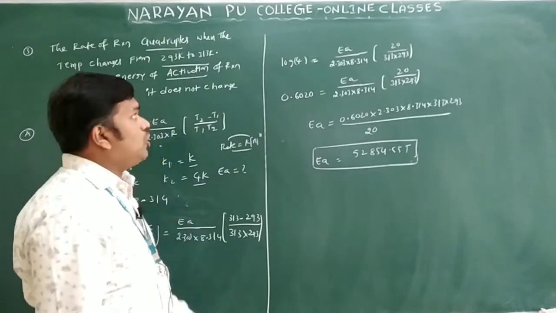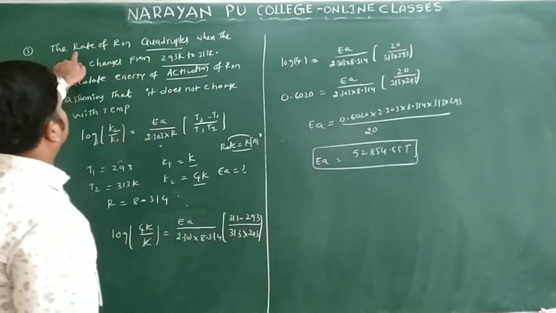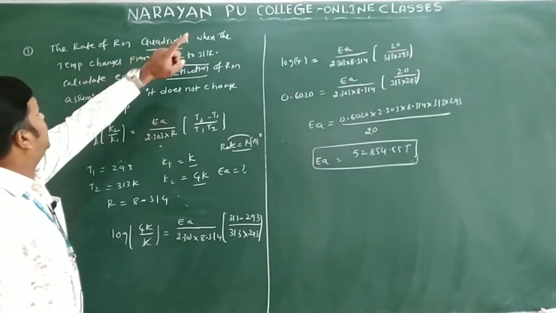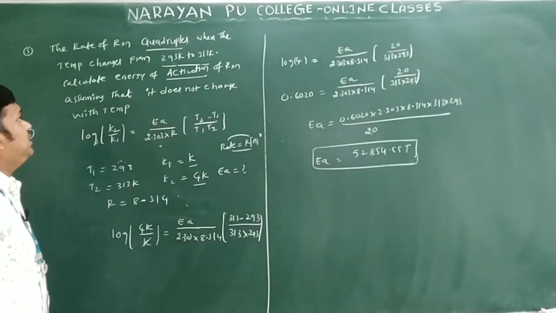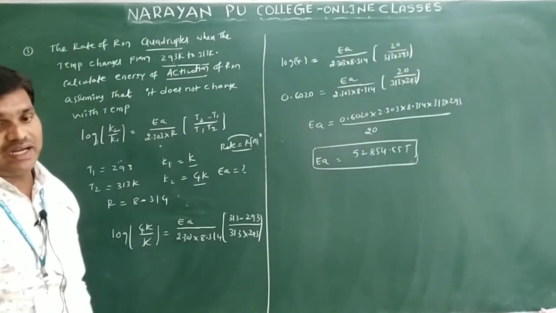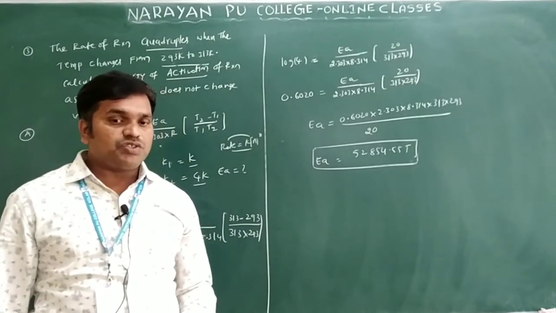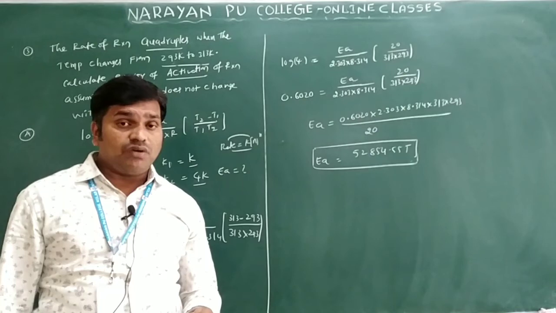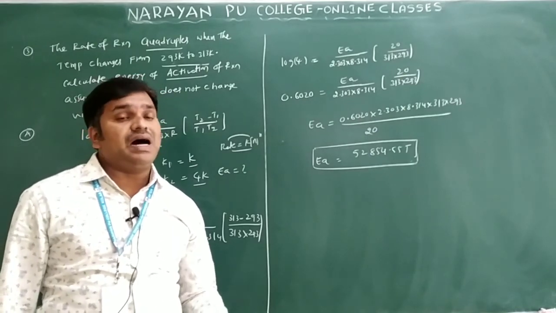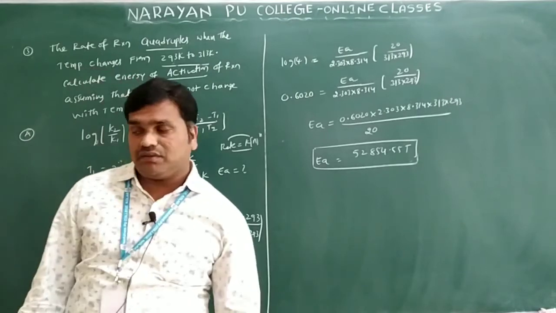Sometimes they ask for doubles. I will give that in the form of an example. The rate of reaction becomes double when the temperature changes from 293 to 313 Kelvin. Calculate the energy of activation. The formula is important. In the board exam, they will give 1 mark for the formula, 1 mark for substitution of the correct values, and 1 mark for the answer with units. So this is the third question from activation energy.